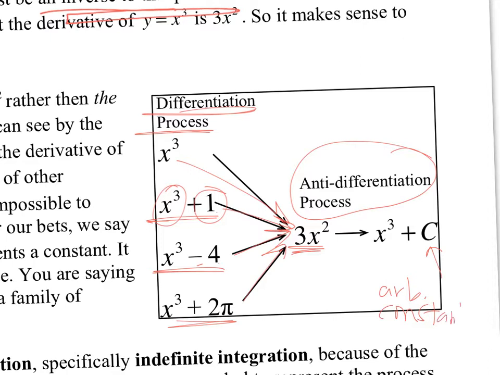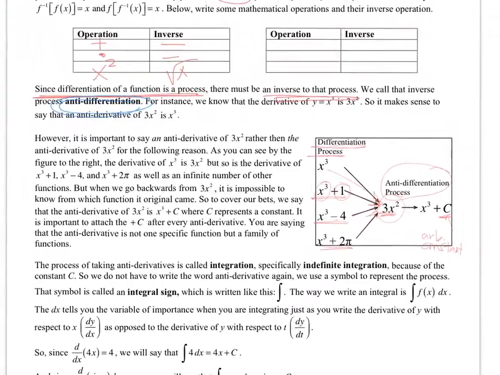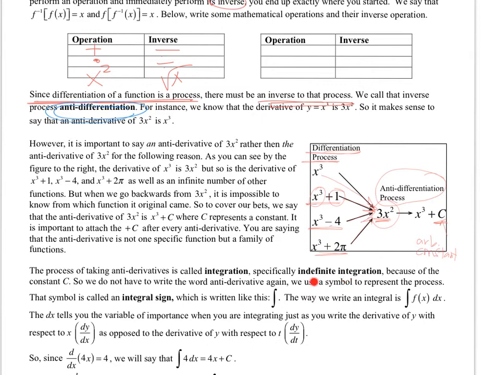Since we don't know what c is, it could have been 1, it could have been -4, it could have been 2 pi, it could have been anything. We know that 3x squared is the derivative of x to the third plus some number c. Okay? So we're specifically calling it indefinite integration because of that constant c.